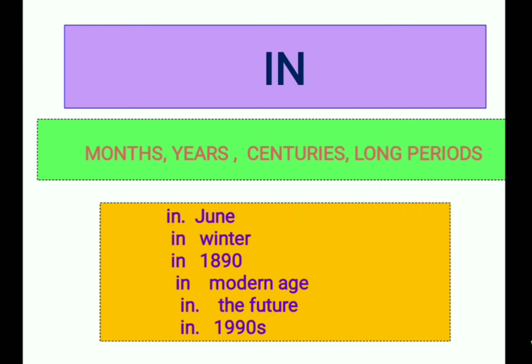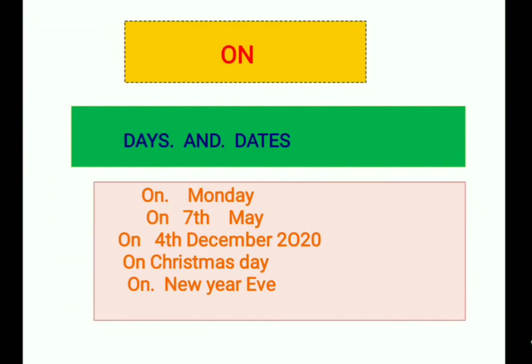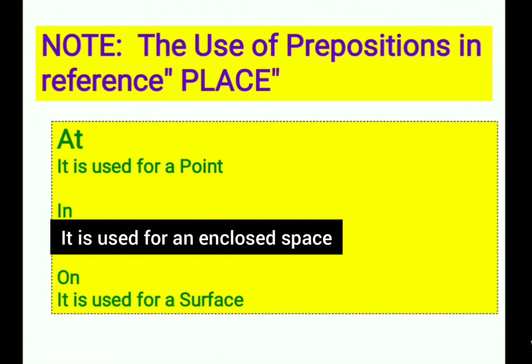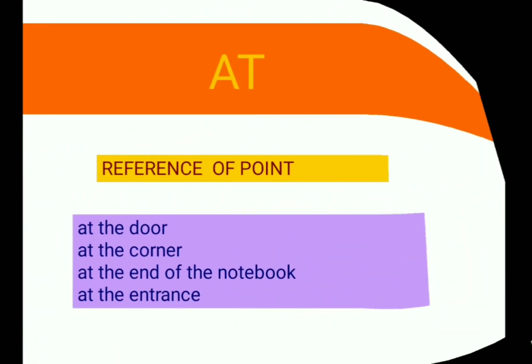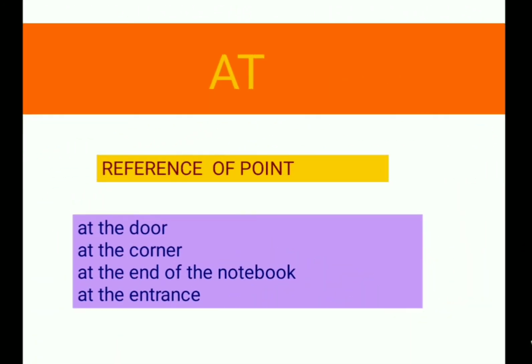Remember that, students. Now we have another use of prepositions in reference of place. At is used for a point. In is used for an enclosed space. On is used for a surface. Now let us understand at. Right now I said that it is used for a point, right?